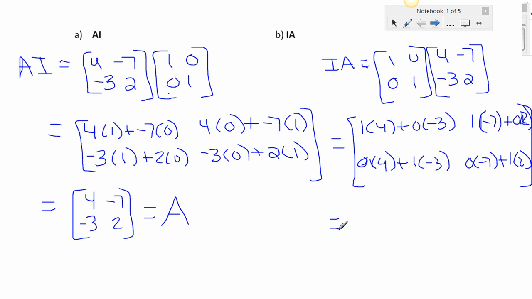When I do the addition here, I get 4, negative 7, negative 3, 2. So as you can see, that worked for both of those. Okay. So multiplying by that identity is commutative. It doesn't matter in which order you multiply.